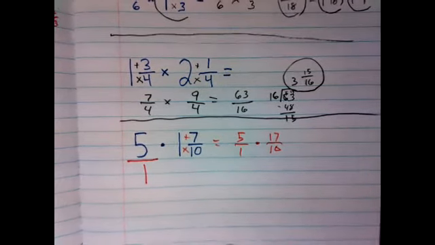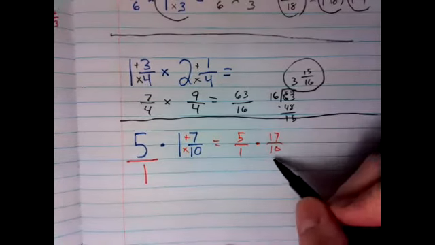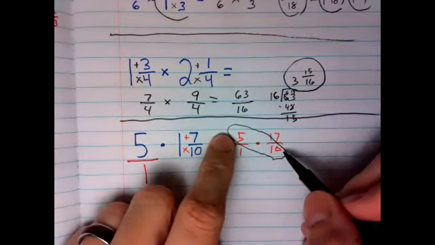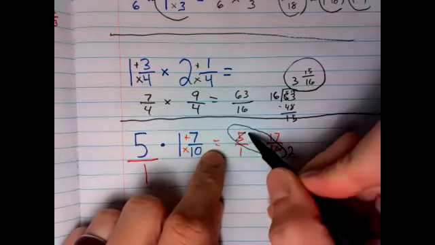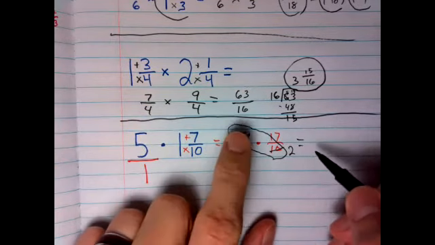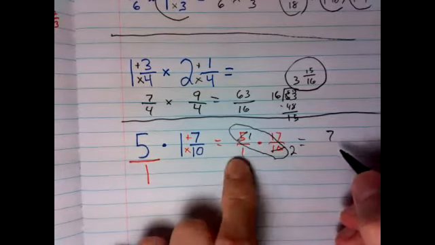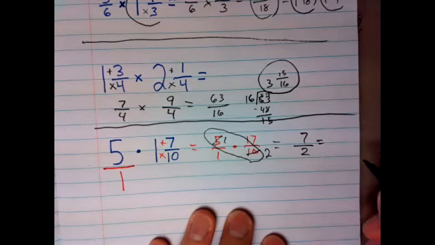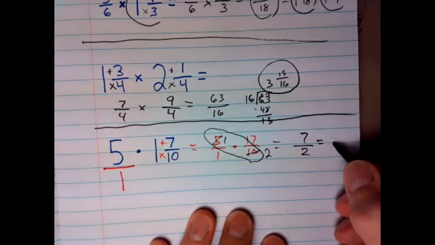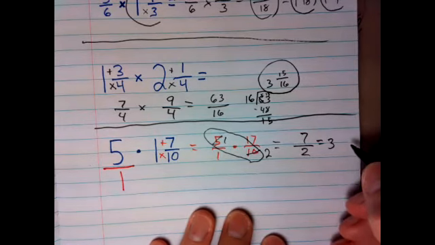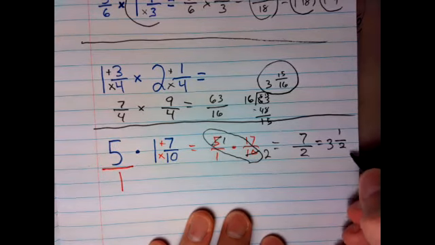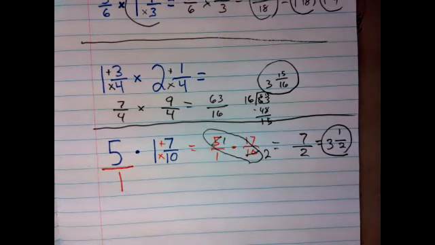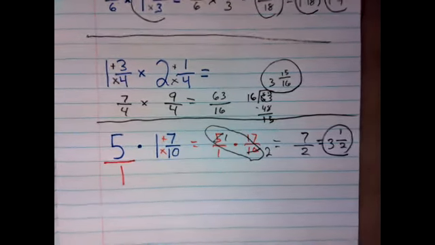Now this actually is a callback to yesterday. We could multiply this, or we could cross simplify using that butterfly method. Let's look at these two. Can 5 go into 10? Of course, 2 times. Real easy problem now. 1 times 7 is 7. 1 times 2 is 2. Divide down. How many 2's fit into 7? Put 3. 1 is our remainder. Keep the denominator. 3 1/2.